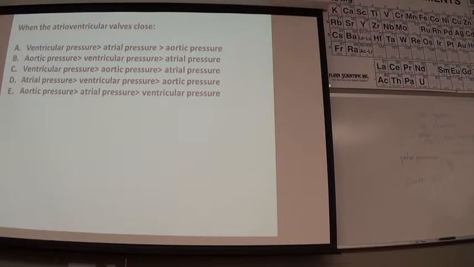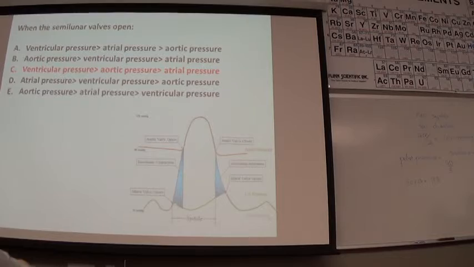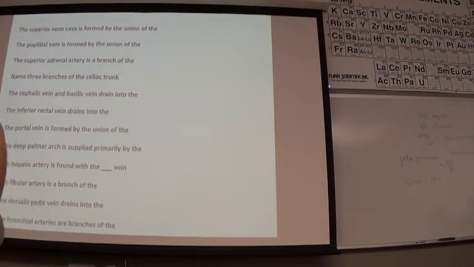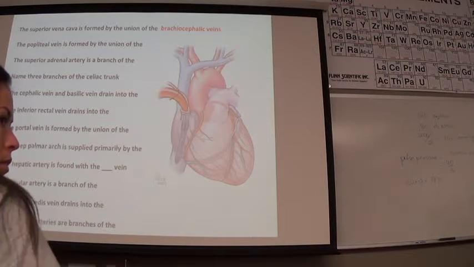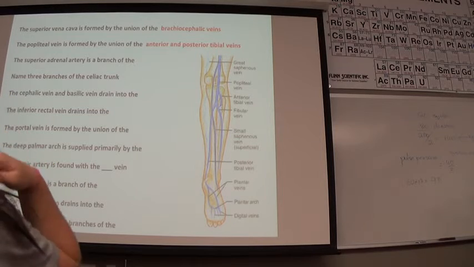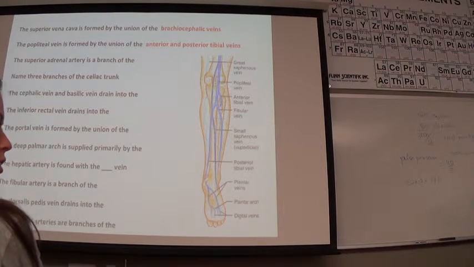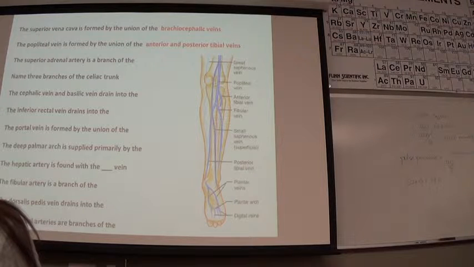Okay, we're running out of time here, so these you have to practice on your own. So here we go. Do you have this on the mic? No. All right, so superior vena cava is formed by the union of the brachiocephalic veins. The popliteal vein is formed by the union of the posterior tibial and the anterior tibial. Small saphenous drains into it after it's already formed. So three vessels do everything into it. Superior adrenal artery is a branch of the inferior phrenic artery.